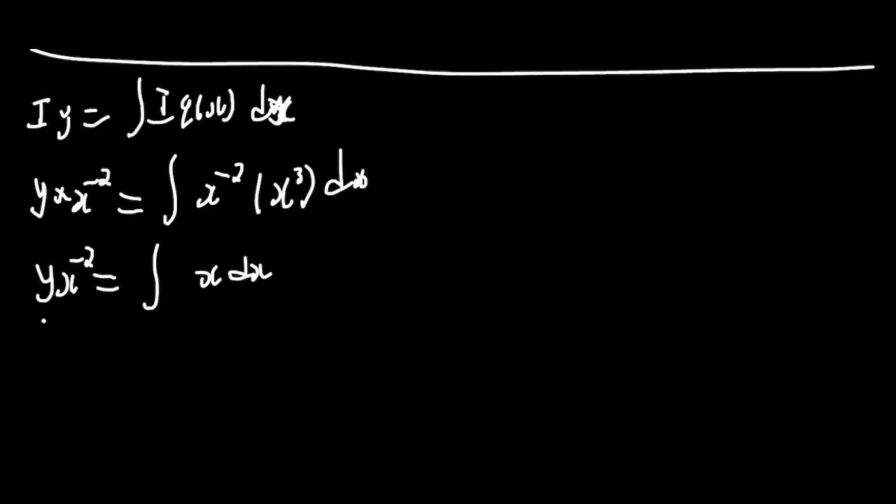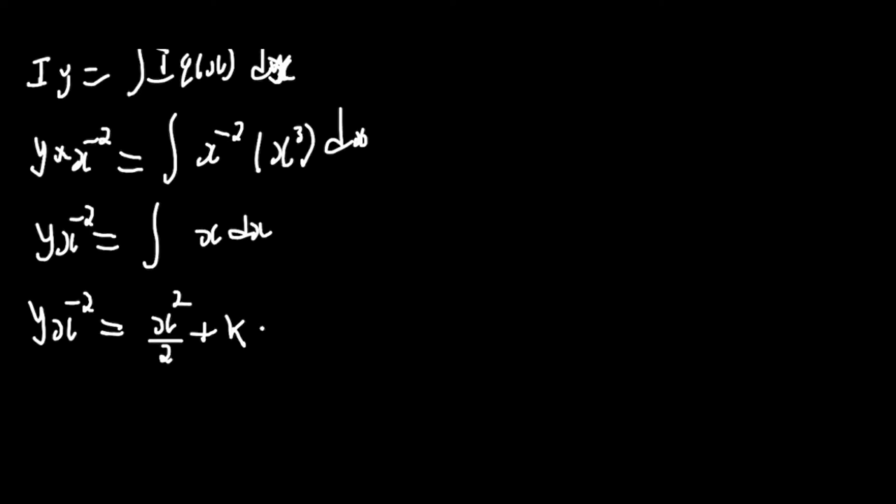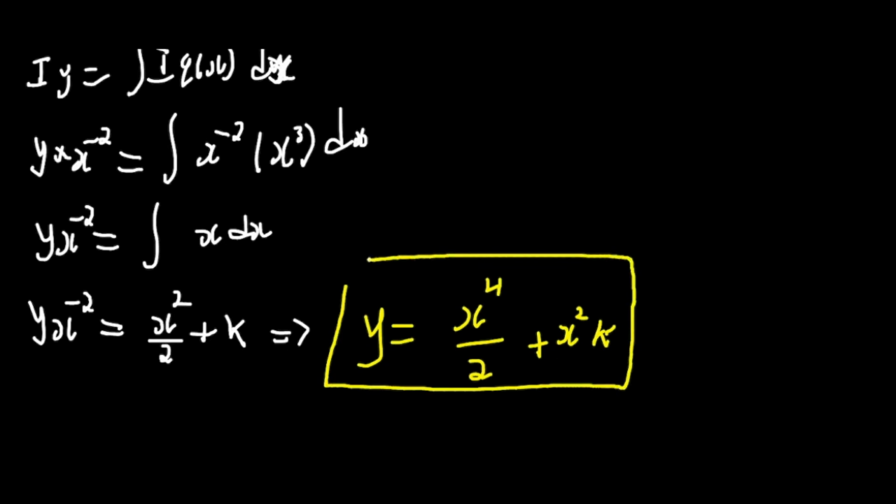So we have our y x to the minus 2 to be equal to, this will be x squared on 2 plus our constant k. So if we look for our y, this implies that our y will be equal to x to the power 4 divided by 2 plus x squared k. So basically that is our value of y.